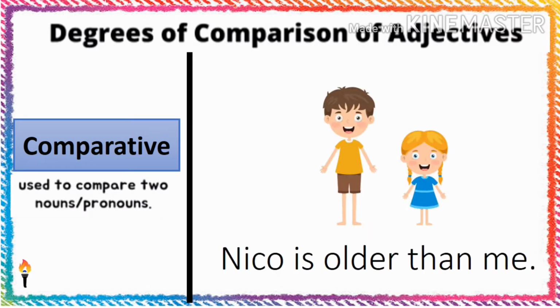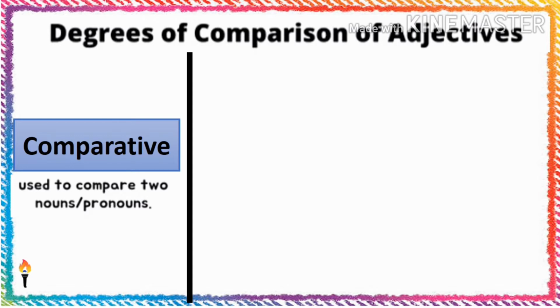Let us study another example. Nico is older than me. What are the nouns being compared? Nico and me. What is the word used to describe us? We have the word older. Older is an adjective in the comparative degree because it is used to compare two nouns.